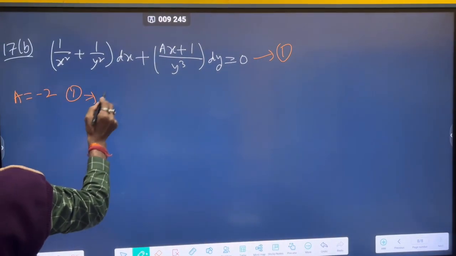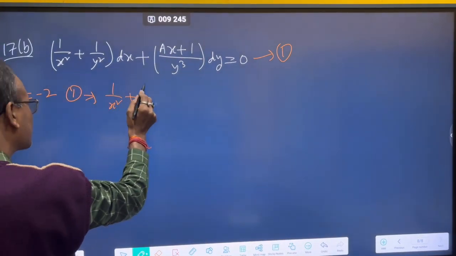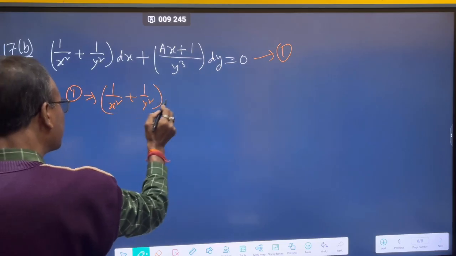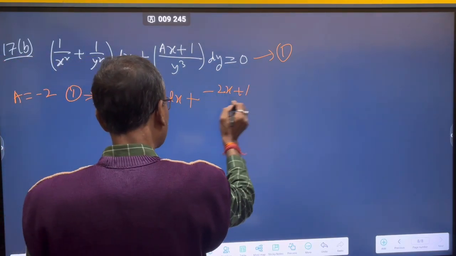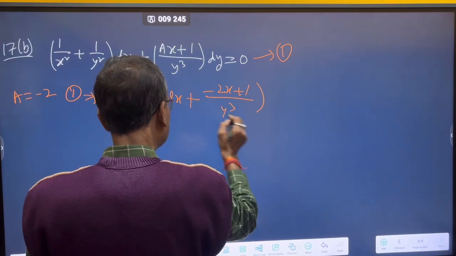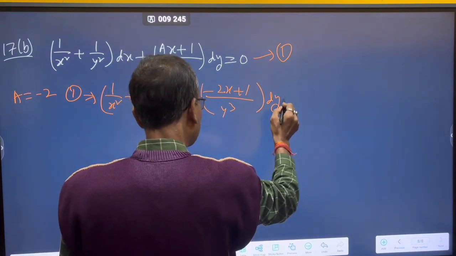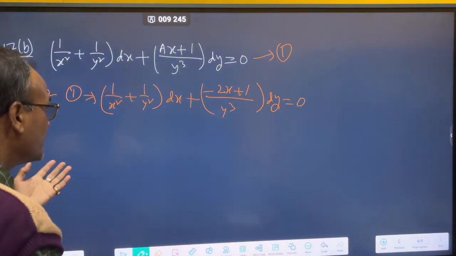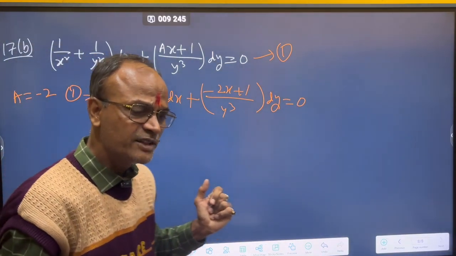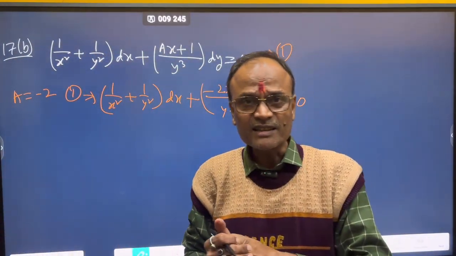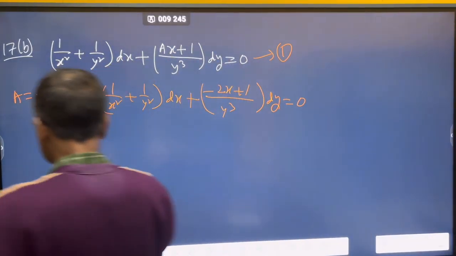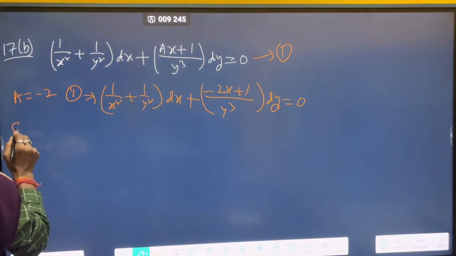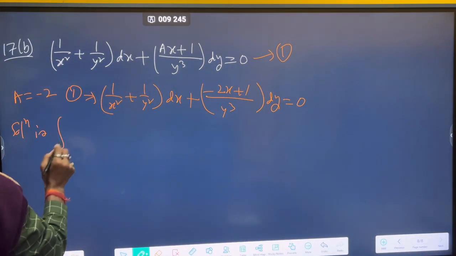The equation becomes (1/x² + 1/y²) dx + (−2x/y³ + 1/y³) dy = 0. It is exact, with a equal to minus 2. Since it is exact, its solution is the integral.